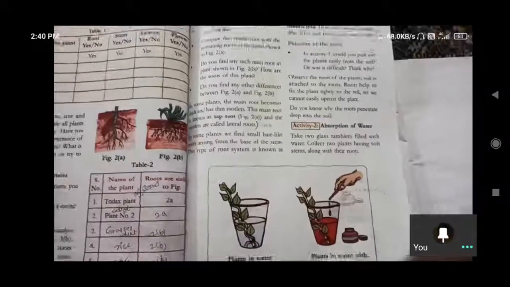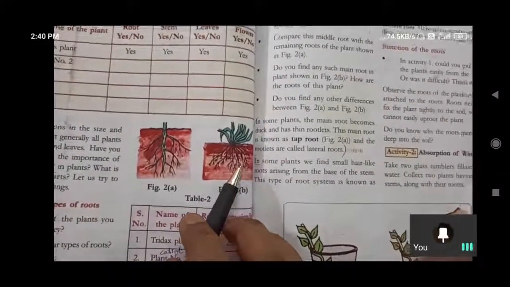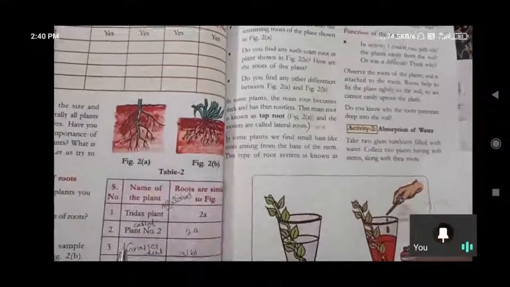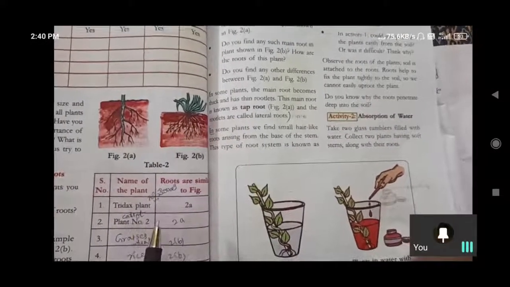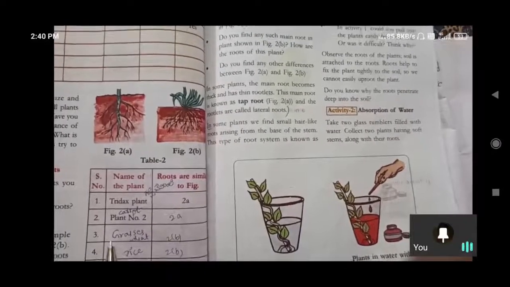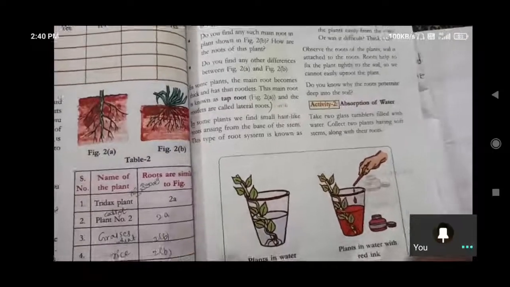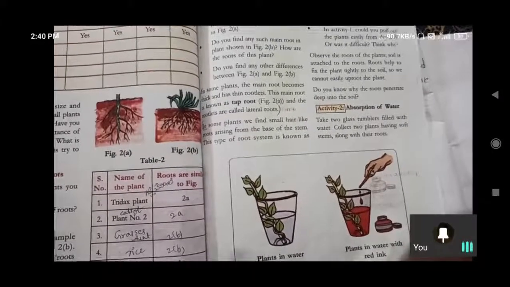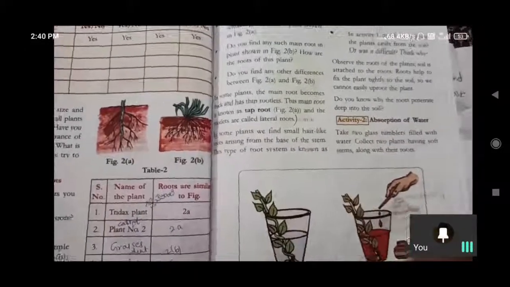So these are the examples for taproot and these are for fibrous root. The Tridax plant is an example for taproot, which is dicot. In that manner we can understand. Carrot also comes under taproot. And grasses, wheat, rice, corn, these all come under fibrous roots. So we have observed the types of roots.